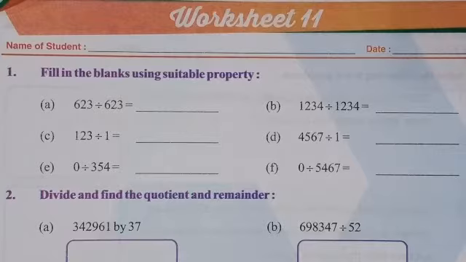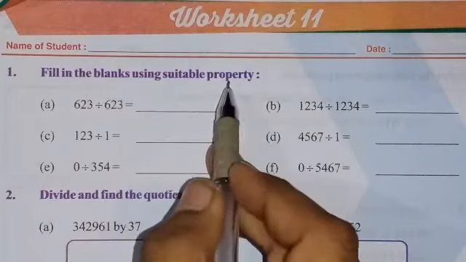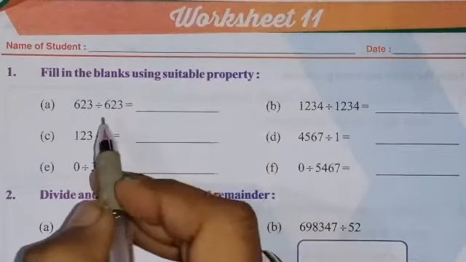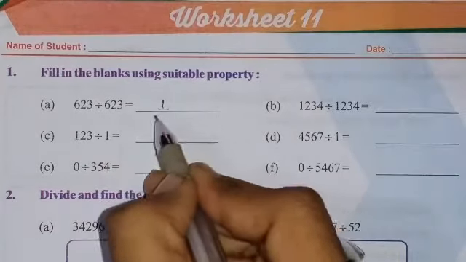This is the workbook of class 5th for mathematics and today we are going to solve worksheet 11. And the very first question is: fill in the blanks using a suitable property. So you can see that we have to divide 623 by 623. The answer will be 1.